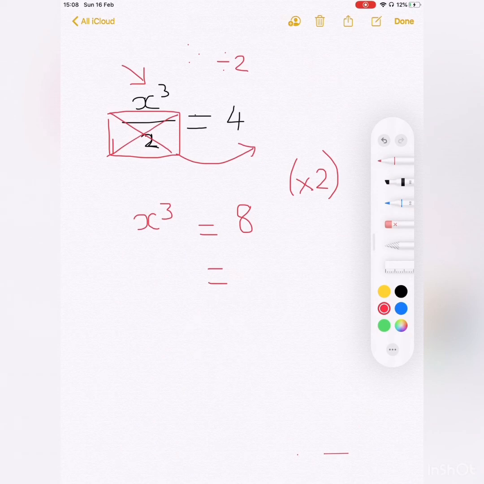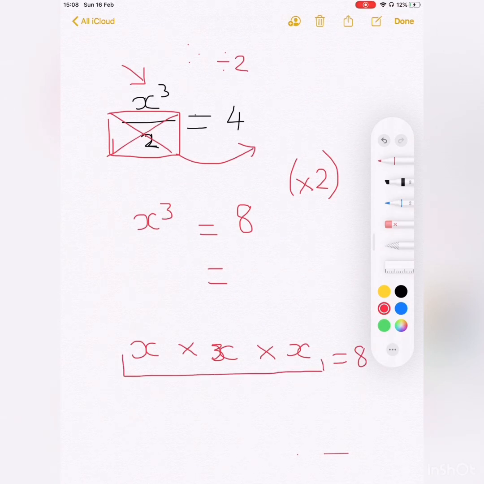Now remember, x cubed means x times x times x equals 8. And hopefully, remember, I've said in previous videos, I would remember these, I would learn these. Hopefully we know that x equals 2, because 2 times 2 is 4.